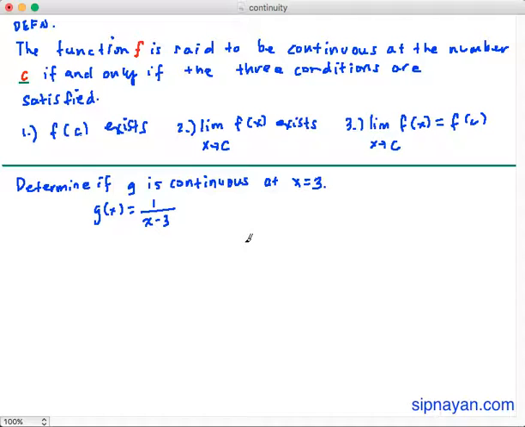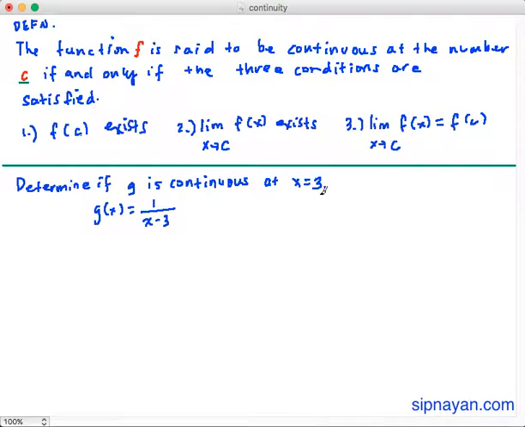So meron na tayong previous example and ito yung definition natin. Basahin niyo na lang. Nabasa na natin yun sa mga previous videos and ang tatandaan natin dito is yung tatlong conditions na dapat masatisfy to say that a function is continuous at a certain point. The first condition is one, f of c exists. Number two is that the limit of f of x as x approaches c exists, and number three, the limit of f of x as x approaches c is equal to f of c.